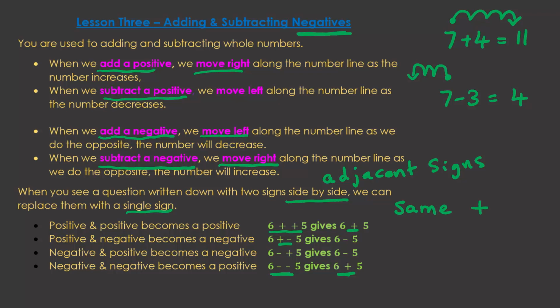But if you have a positive and a negative, or a negative and a positive, that becomes a negative. So when the signs are different, you get a negative. And I'll be referring to this during the examples.